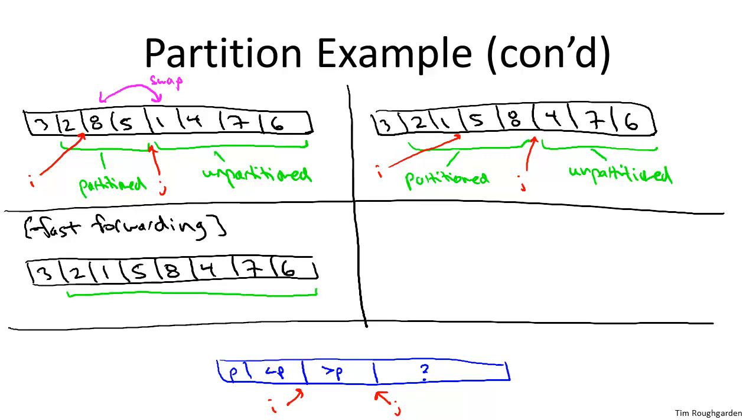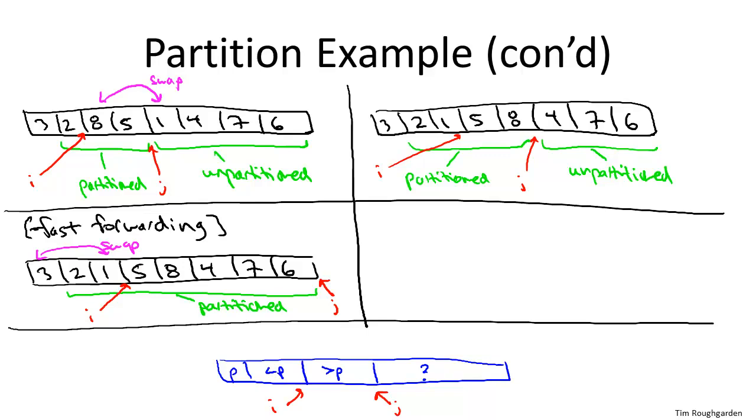Now, we're not quite done because the pivot element 3 is not in the correct place. Remember, what we're aiming for is an array where everything less than the pivot is to the left of it, and everything bigger than the pivot is to the right, but right now the pivot still is hanging out in the first element. So we just have to swap that into the correct place. Where's the correct place? Well, it's going to be the rightmost element which is smaller than the pivot. So in this case, the 1. So the subroutine will terminate with the following array: 1, 2, 3, 5, 8, 4, 7, 6.